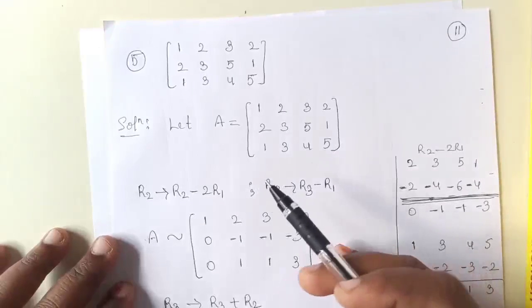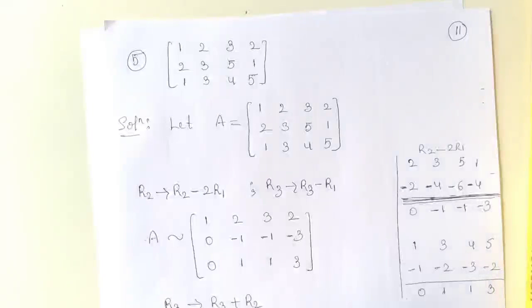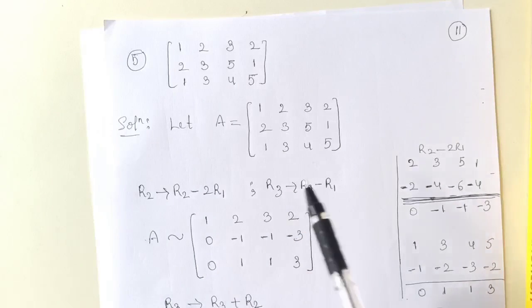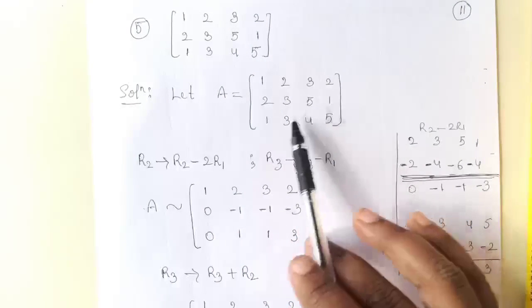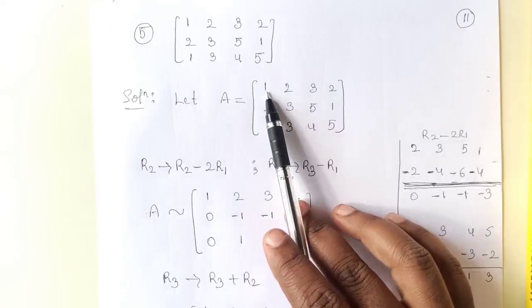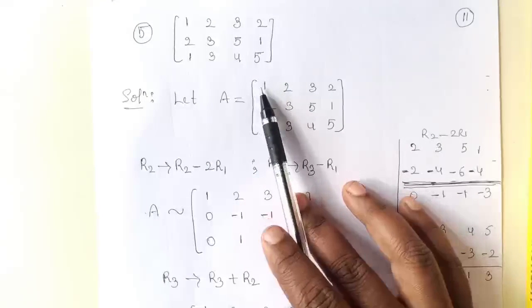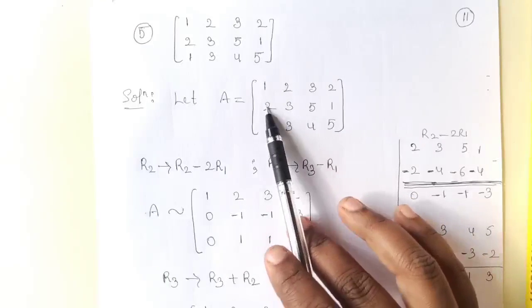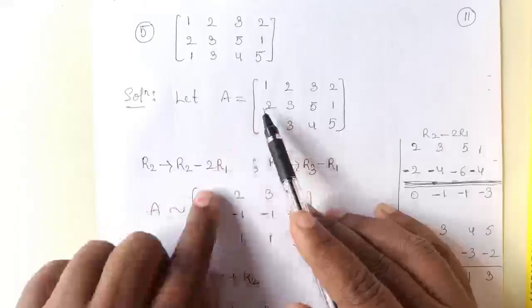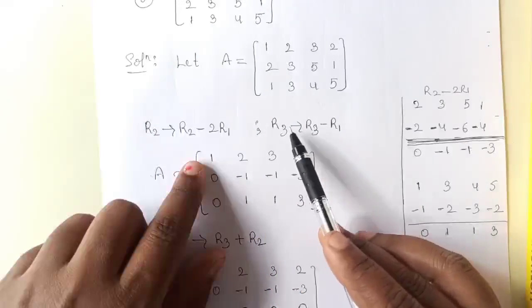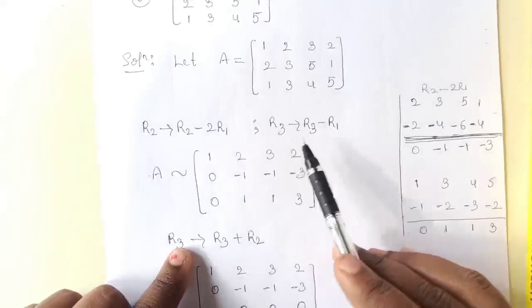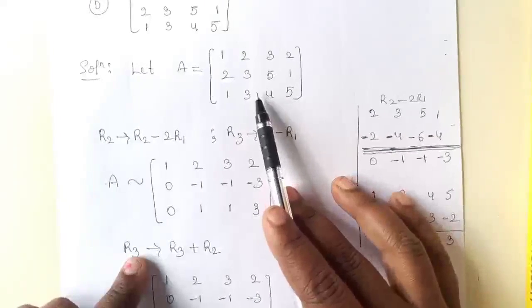Similarly, we can find the rank of any matrix by using the echelon form. Here we have one more example. Given that A is equal to 1 2 3 2, 2 3 5 1, 1 3 4 5. Here the leading element is 1. Below that we have to make zeros, for this we apply the elementary operations R2 equals R2 minus 2 into R1, and R3 equals R3 minus R1. Let us simplify this.